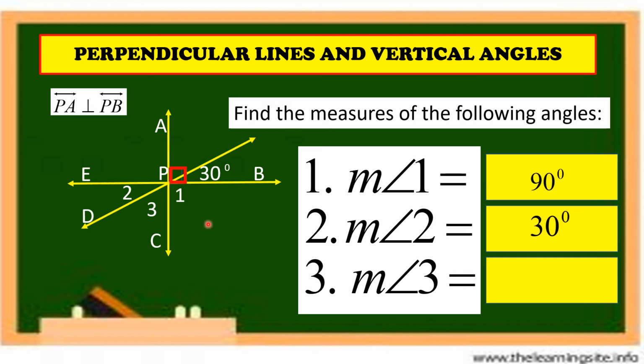We need to find the measure of angle 3. So, how do we find the measure of angle 3? This is a right angle. The measure of this one is 30. So therefore, we have 90 minus 30. This is 60. So if this is 60, the measure of angle 3 is also 60 degrees.